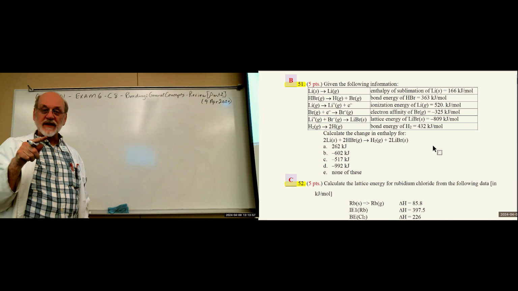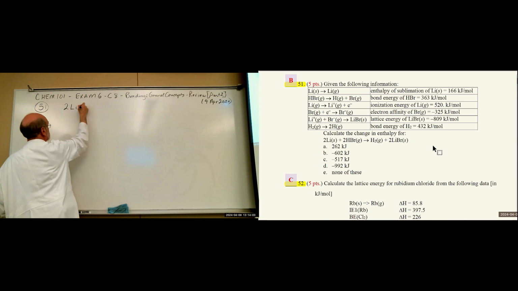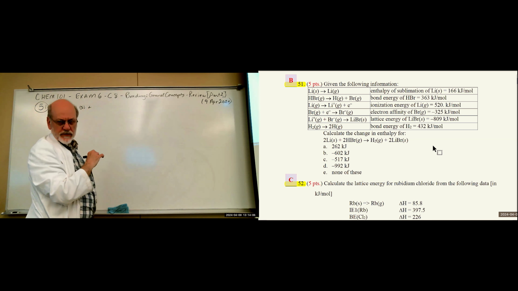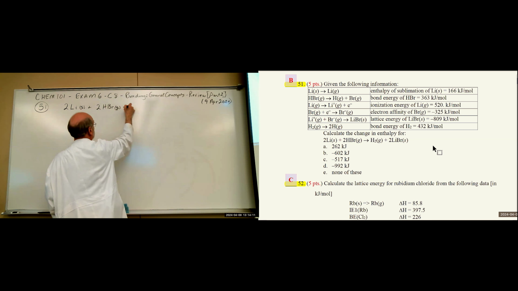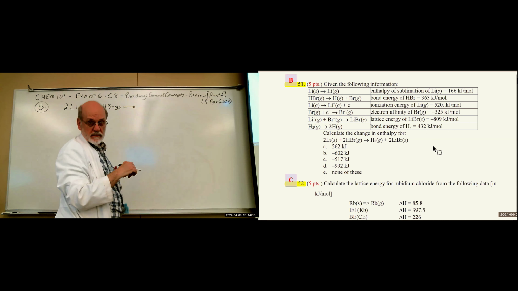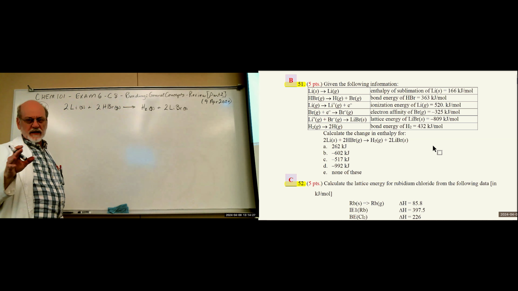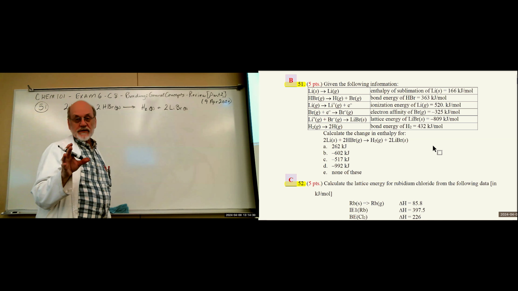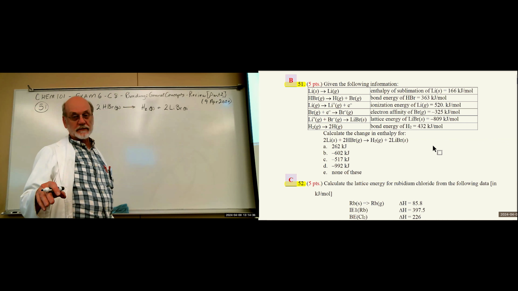And to calculate the change in enthalpy for this target reaction, which is 2 lithium plus 2 HBr in gaseous form yields H2 gas plus 2 lithium bromide solid. Calculate the change in enthalpy. We can treat this like a Hess's law problem.